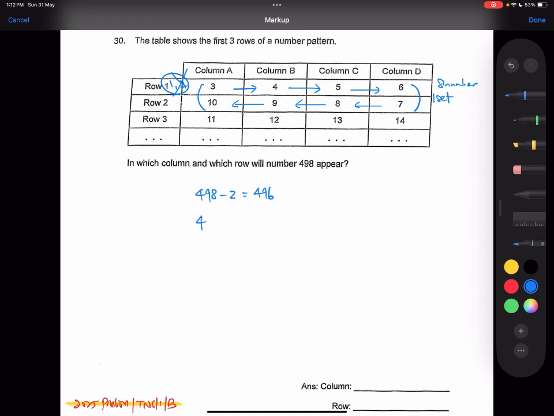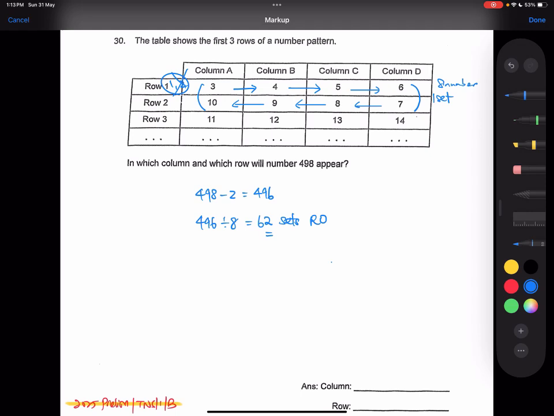So let's take 496 divided by 8. This will give us 62. What is 62? 62 sets. Is there any remainder? No, remainder 0. What does this mean? The number 498 will appear at the end of the 62nd set.